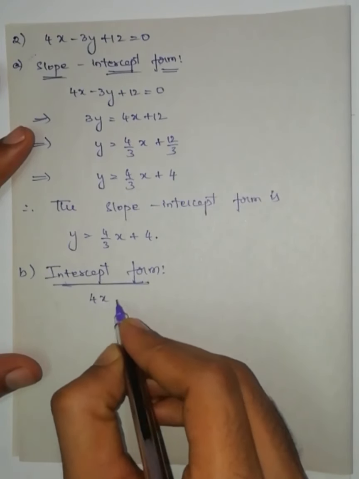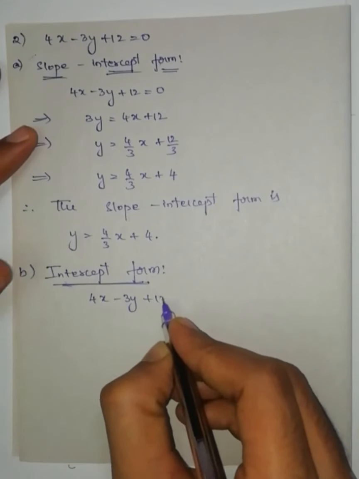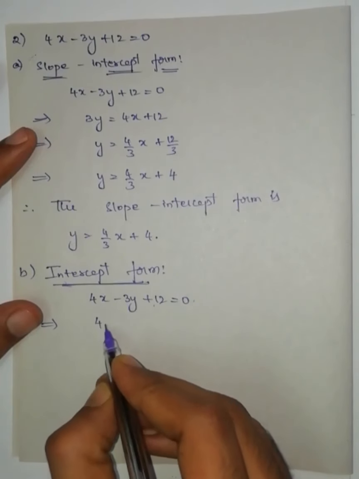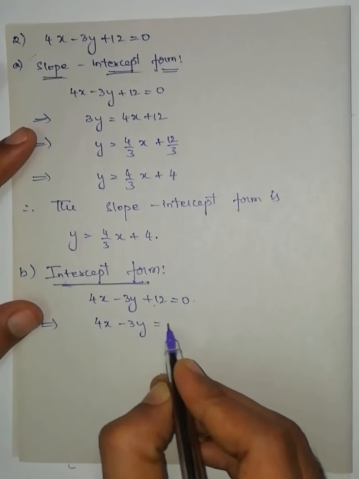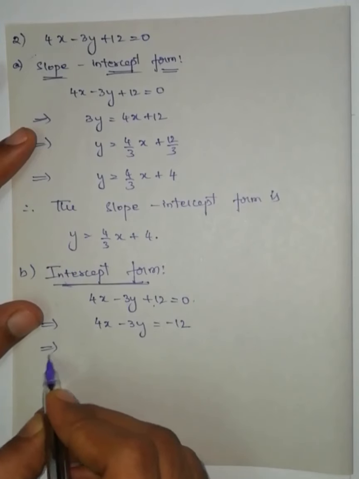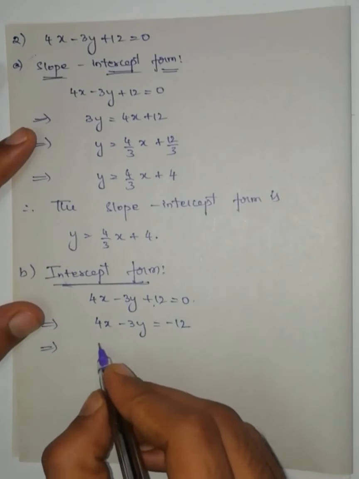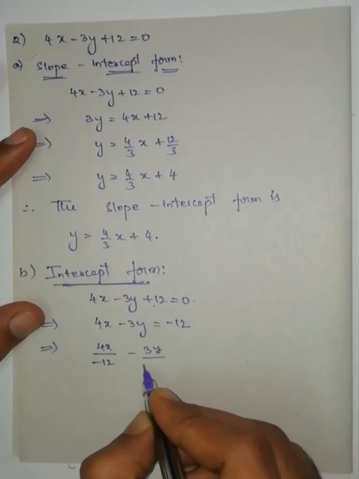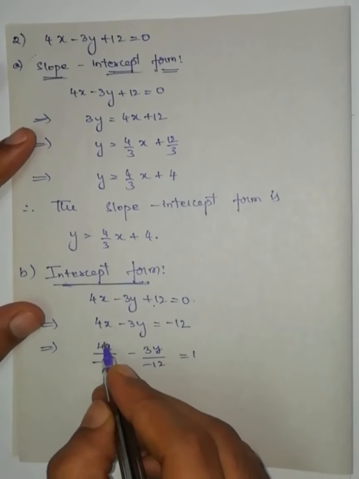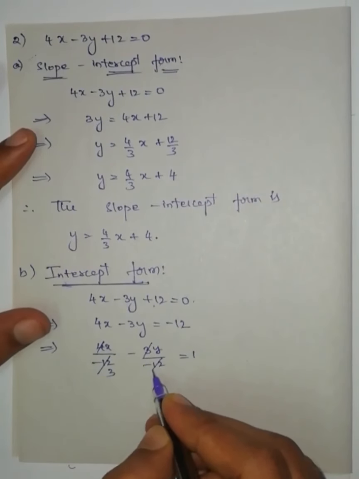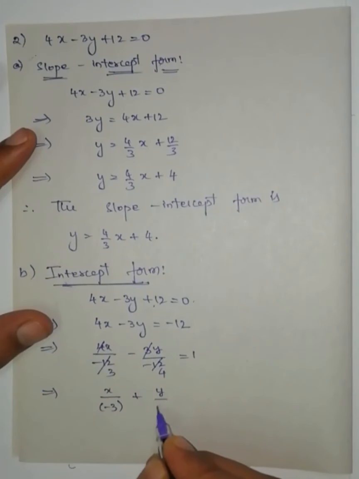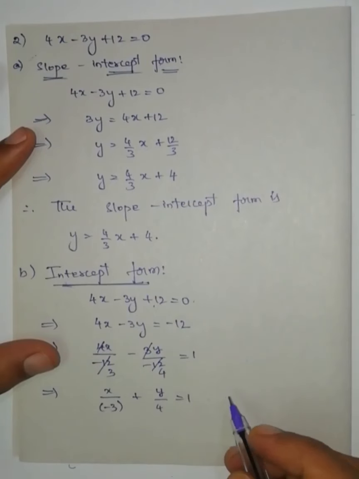Given equation 4x minus 3y plus 12 is equal to 0. I am sending this 12 to the right hand side. 4x minus 3y is equal to minus 12. Now dividing with minus 12 on both sides. 4x by minus 12 minus 3y by minus 12 is equal to 1. 4 1s are 4, 3 4s are 12, this implies x by minus 3 plus y by 4 is equal to 1.